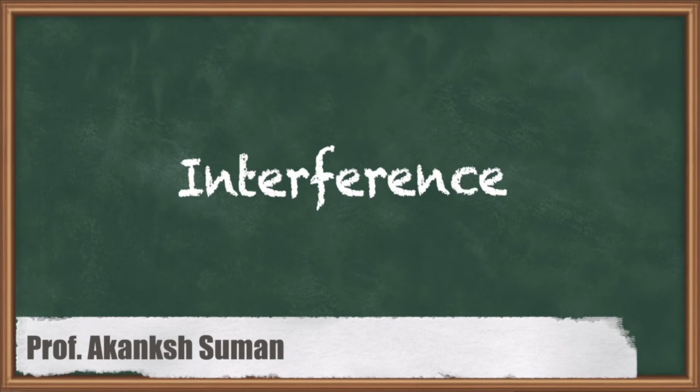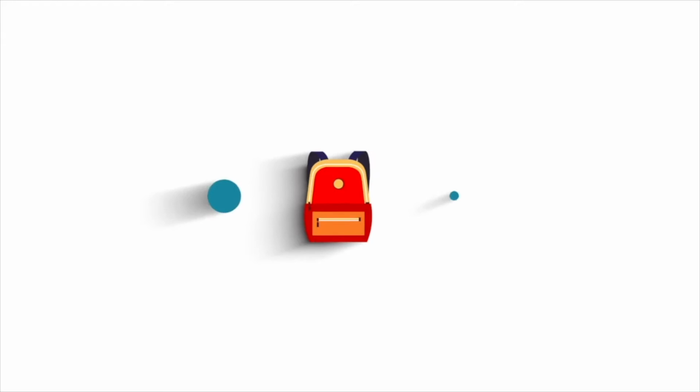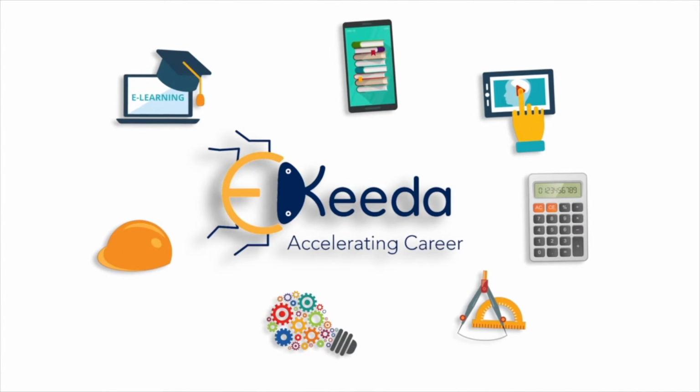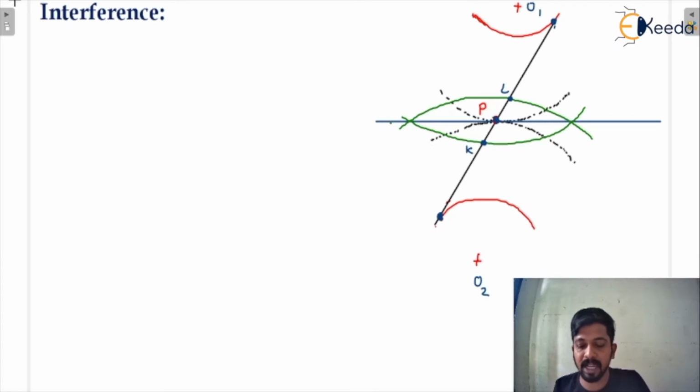Now we are going to discuss a topic that is very important from the exam point of view, that is interference. What is the meaning of interference? You can just simplify this. Interference means just interfere. When you interfere in someone's matter, that is basically interference. That is the simplest meaning. It would be easy to understand when you simplify this name.